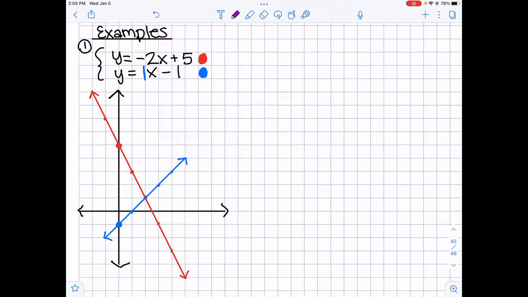Okay, so what is the solution to this system? Other way. 2 and 1. So our solution is just the point where they cross, which is the point (2, 1).